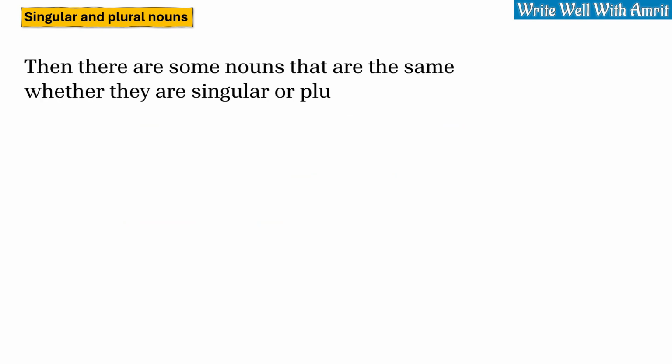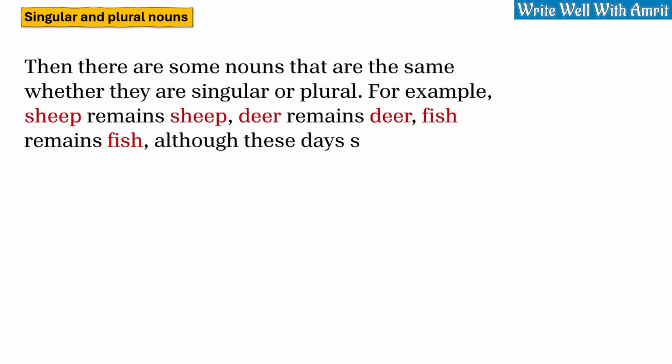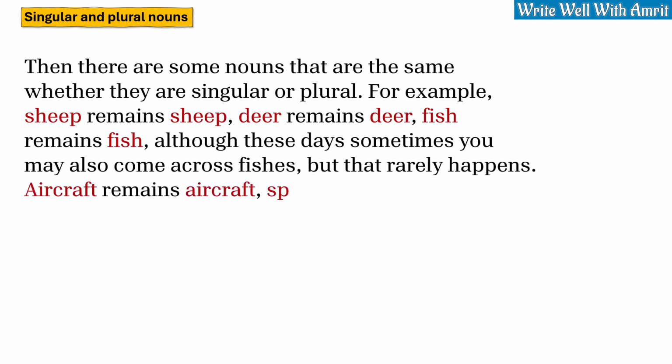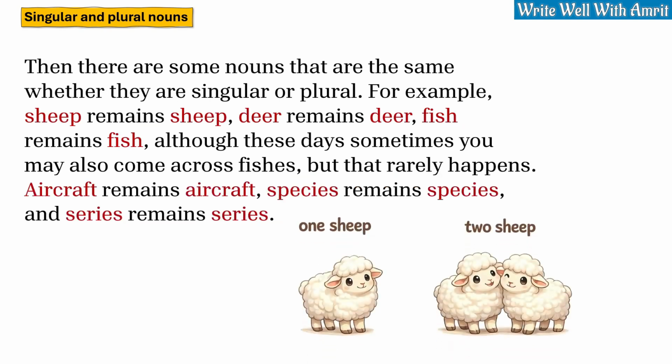Then there are some nouns that are the same whether they are singular or plural. For example, sheep remains sheep, deer remains deer, fish remains fish. Although these days sometimes you may also come across fishes, but that rarely happens. Aircraft remains aircraft, species remains species, and series remains series.